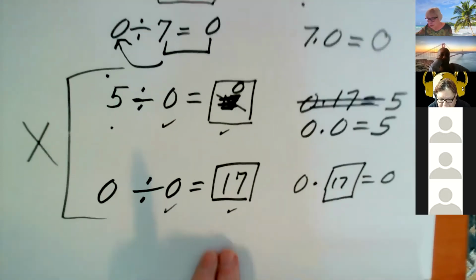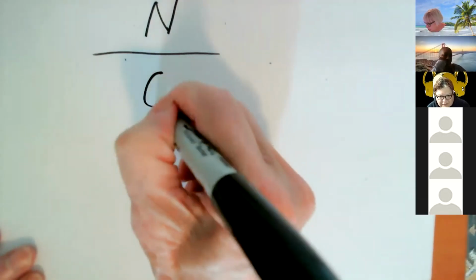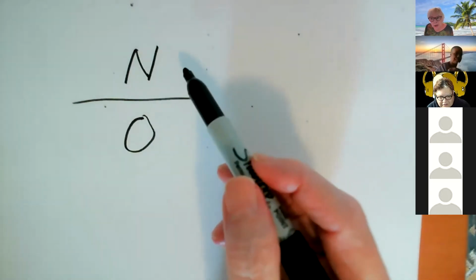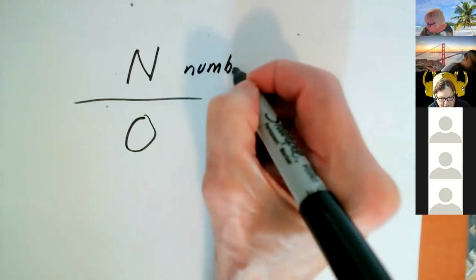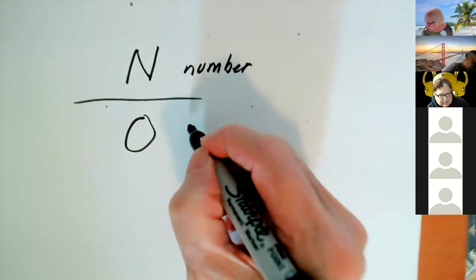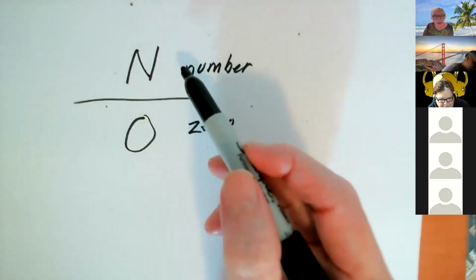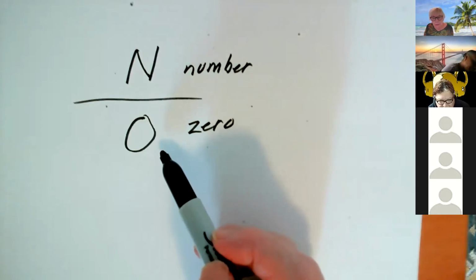Here's how to remember it. If you didn't like my explanation, I hope you halfway liked this. Some student gave me this. This is a division problem. This n is for any number, and this is a 0. And if you have any number over 0, it's no. You can't do it. Do you like it?